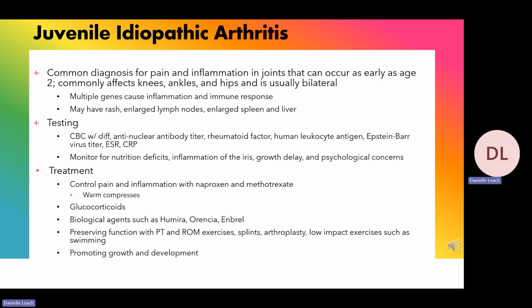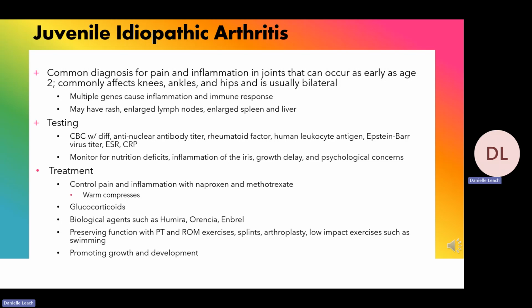Juvenile idiopathic arthritis, also called JIA. It's a common diagnosis for pain and inflammation in joints that can occur as early as age 2. It commonly affects knees, ankles, and hips, and it's usually bilateral. This is caused by a genetic condition.